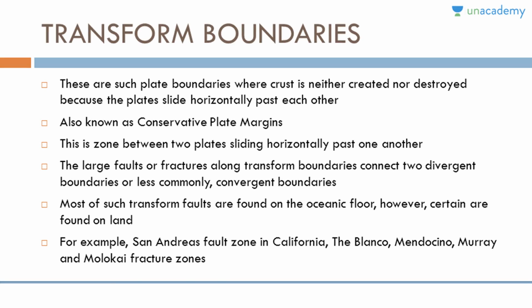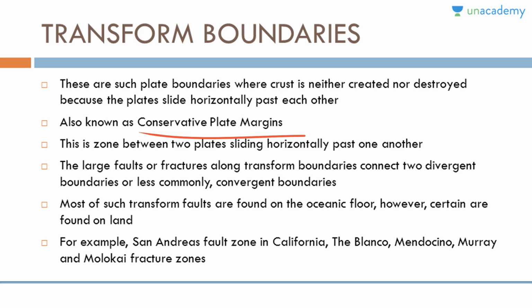The third type of plate boundary is transform boundaries, which are such plate boundaries where crust is neither created nor destroyed because plate slides horizontally past each other. Because the crust is neither created nor destroyed, so these plates are also known as conservative plate margins.